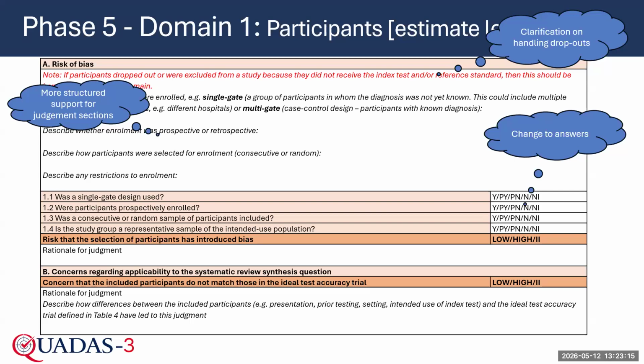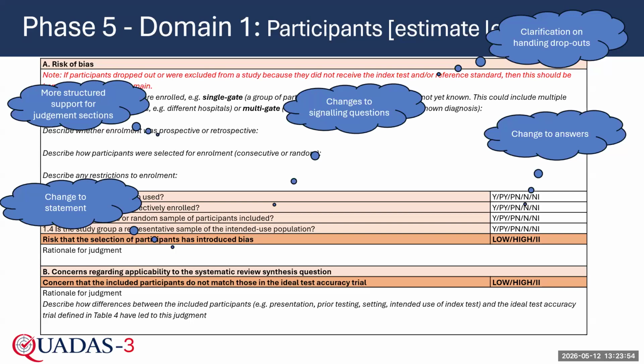So signalling questions are factual questions that help us judge risk of bias. They're all phrased so that yes is a good thing. If all questions are answered yes, then your overall risk of bias is low. If any is answered as no, or probably no, or no information, then you've got to think about whether that is sufficient to push your domain level rating to a high or insufficient information. There are some slight changes to the signalling questions. Some will look familiar, some will look familiar but slightly different in that they've been reworded a little bit, and some are completely new.